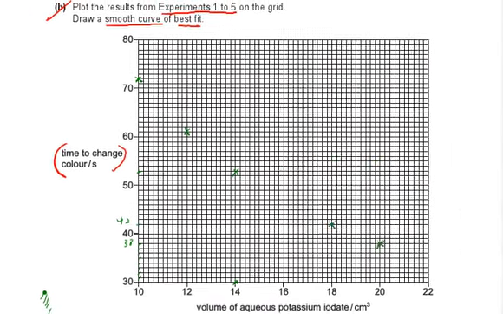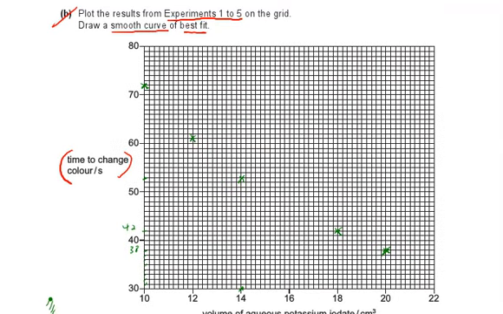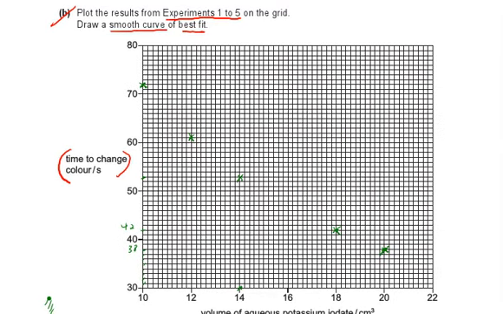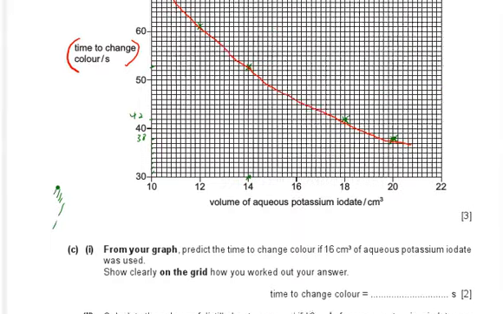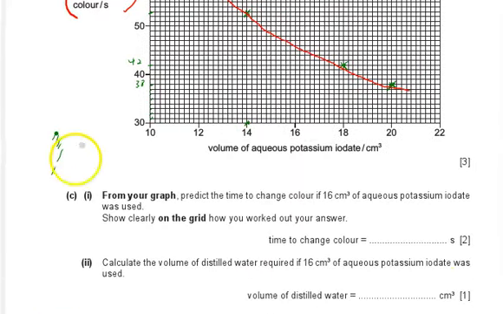Now they ask us to draw the smooth curve of best fit. So this is the smooth curve that I've managed to draw with my pen tablet. I hope you can draw much better than this. Now for this one, from your graph, predict the time to change color if 16 centimeter cube of aqueous potassium iodide is used.